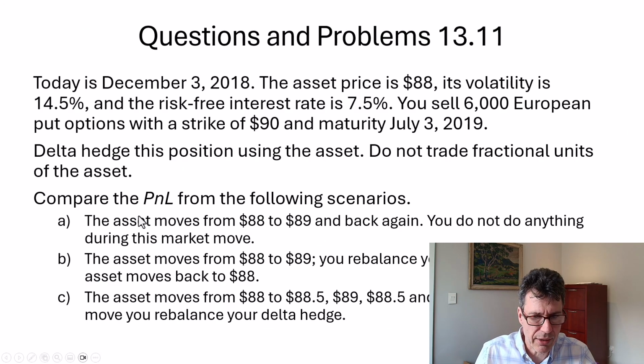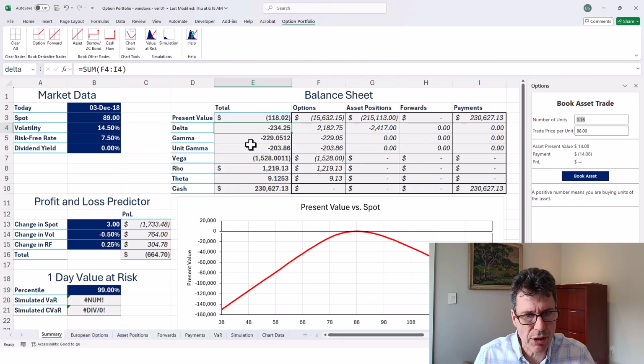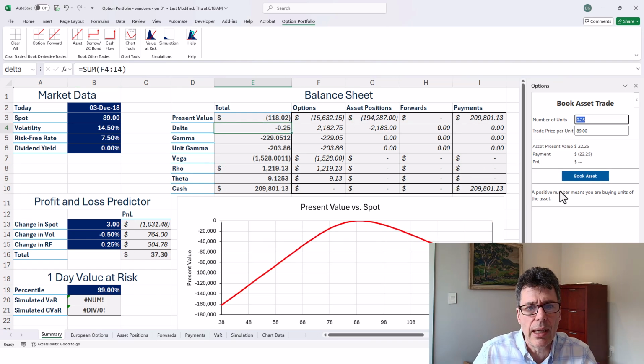Okay, so the second scenario, the asset moves from 88 to 89. We rebalance our delta hedge, and the asset moves back to 88. Okay, so this time, 88 to 89, we lose some money, and we can see our delta has changed. So to rebalance our delta hedge, we click on the asset button, and we want to trade, again, I'll use a whole number of shares, 234 shares. Let's book that in. And our delta is fairly small again.